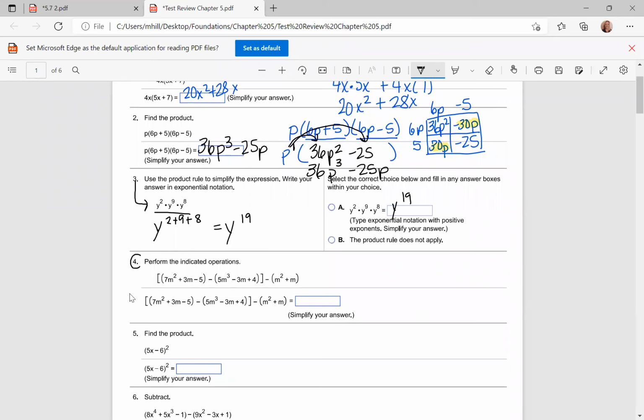Okay, number 4. This is the problem that you'll want to write down.